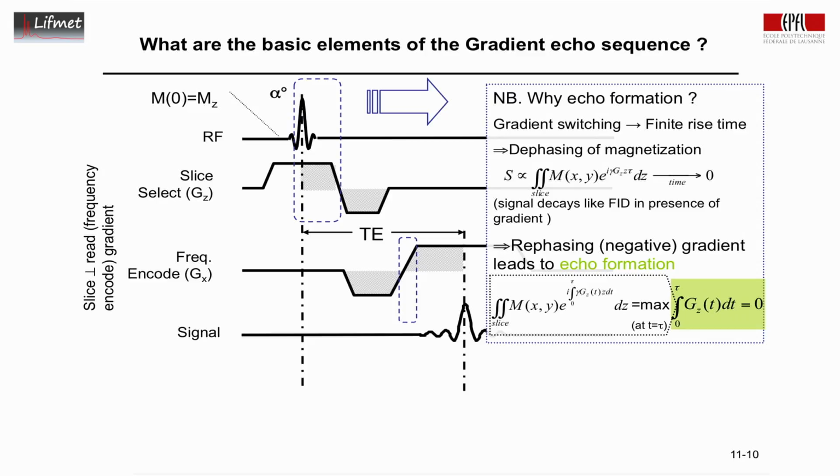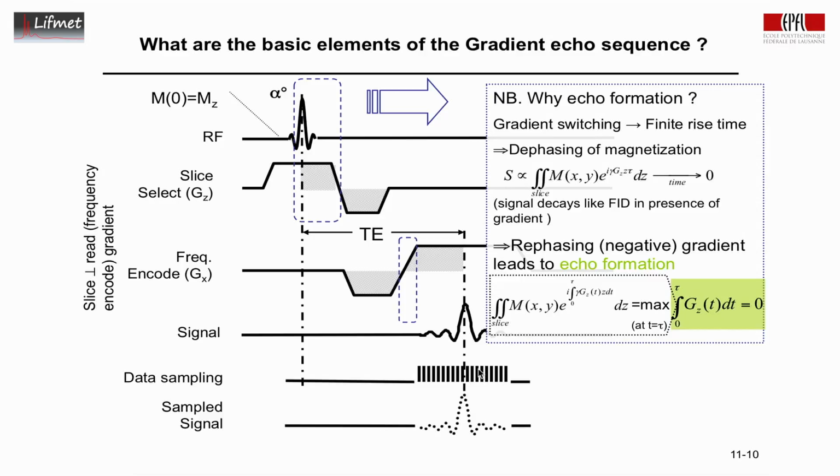So in this example, the slice gradient is perpendicular to the read or frequency encode gradient. So x and z are presumed to be orthogonal. Whether we call them x or z or y and z and so on doesn't matter. That's the main condition here, that they're orthogonal. Of course, at some point the ADC is opened up and the data is sampled, that is done here, and then the signal recorded in the scanner looks like this.